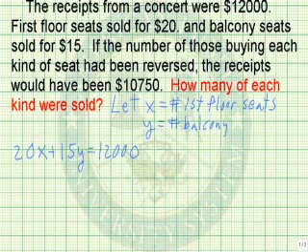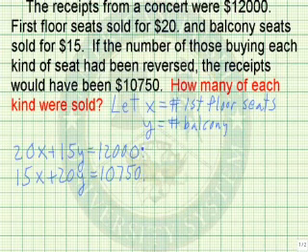Now it says if they were reversed, that means the price of each would be reversed. So we'd write 15x plus 20y, and that would be equal to $10,750. Now, let's use the addition-subtraction method. Notice if I had a 60 here and a negative 60 here, they would cancel out nicely. So let's multiply this whole first equation by 3.